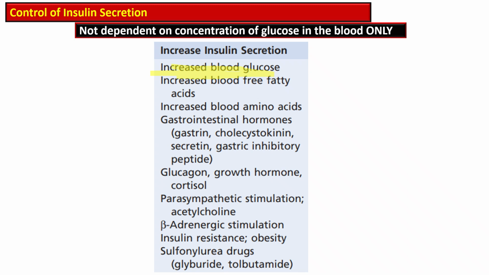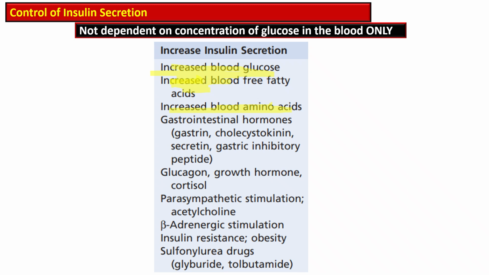Other nutrients, such as blood amino acids, leucine, isoleucine, valine, also stimulate insulin secretion, especially after a protein-rich meal. Free fatty acids in the blood can also modulate the insulin release.